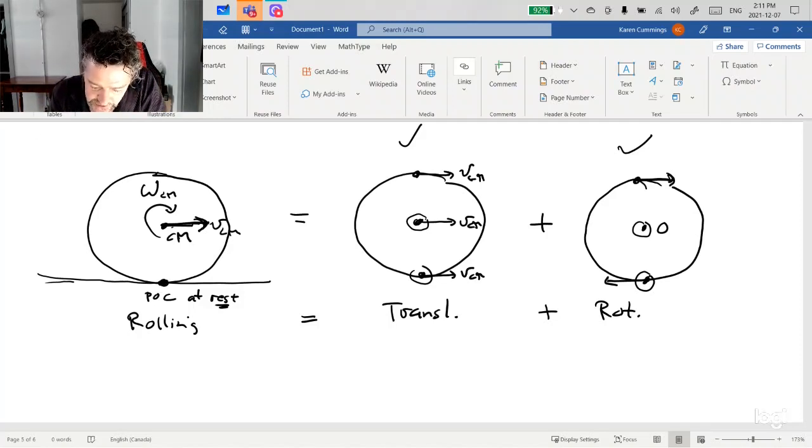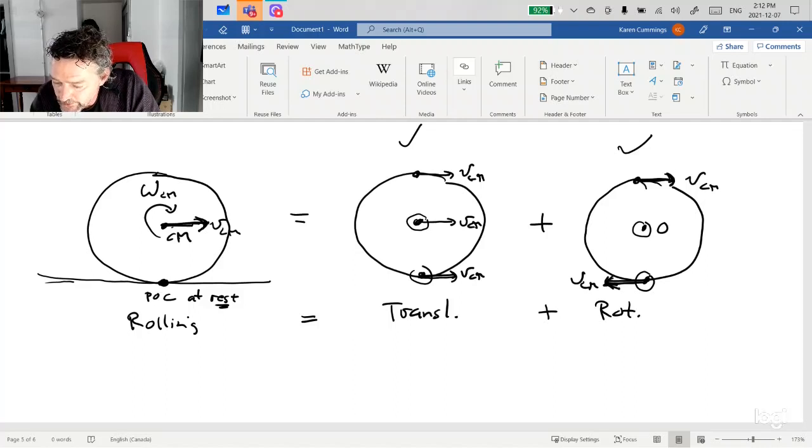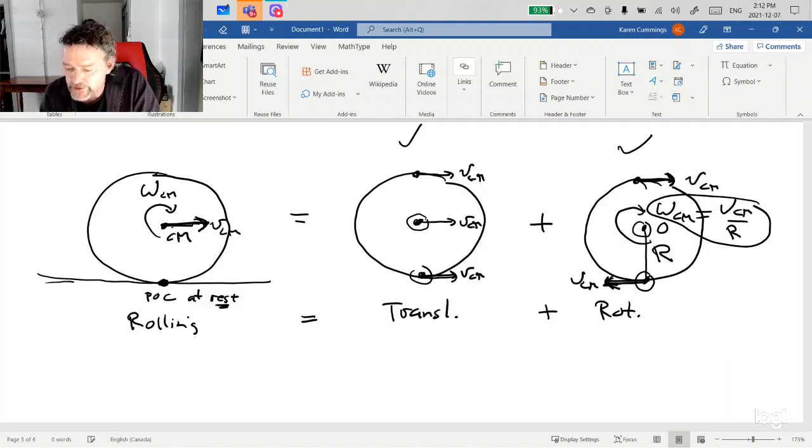So the velocity of that point is 0, which means that VCM plus this unknown velocity to the left has to add up to 0. Well, then this has to be VCM to the left. And if that's VCM to the left, then this has to be VCM to the right. And then finally you say, well, what about the angular velocity? If the radius of the wheel is r, then that angular velocity, omega cm, has to equal VCM divided by r. So you have that. That's one way to think about rolling motion, rolling without slipping.